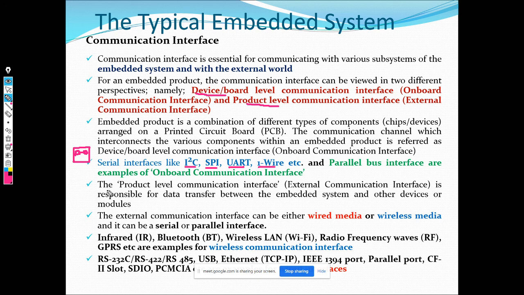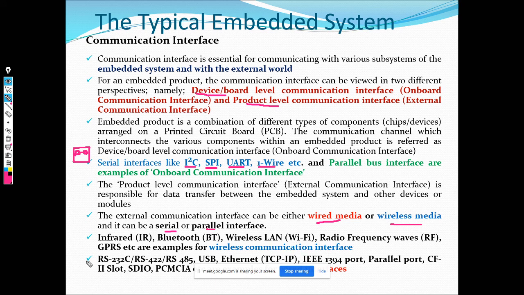And the other one is product level communication, right? That can be of two types again. It can either be wired or wireless, and it can be serial or parallel. Serial or parallel we already saw. In wireless you have infrared, Bluetooth, Wi-Fi, RF, GPRS, Zigbee and all these things. These are types of wireless communication.